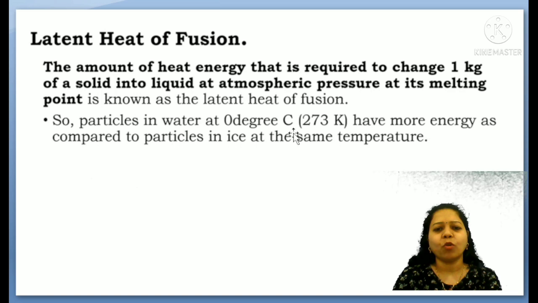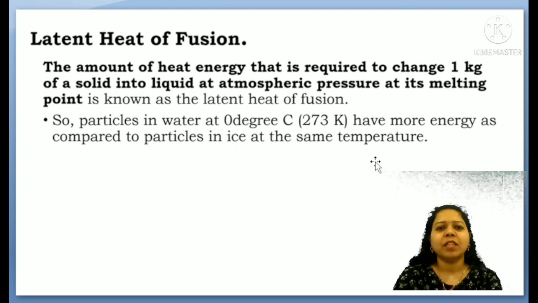So particles in water at 0 degree Celsius, that is equal to 273 Kelvin, have more energy as compared to particles in ice at the same temperature. Now what is the relation between degree Celsius and Kelvin? 0 degree Celsius is always equal to 273 Kelvin. Particles present in water have more energy as compared to the particles present in ice.